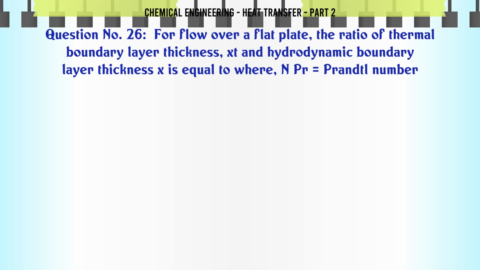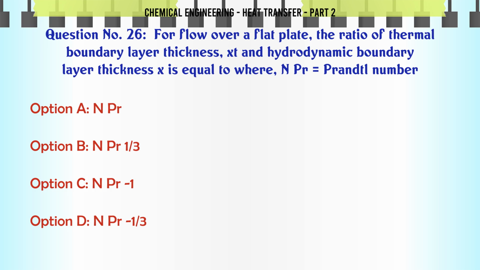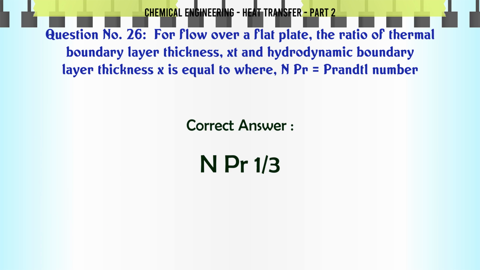For flow over a flat plate, the ratio of thermal boundary layer thickness δt and hydrodynamic boundary layer thickness δ is equal to, where NPr is the Prandtl number: A. NPr, B. NPr^(1/3), C. 1/NPr, D. NPr^(-1/3). The correct answer is NPr^(-1/3).